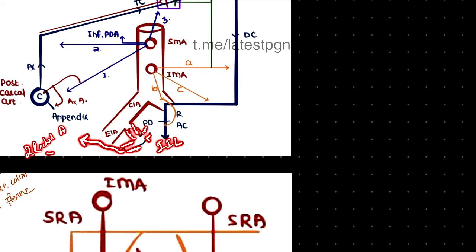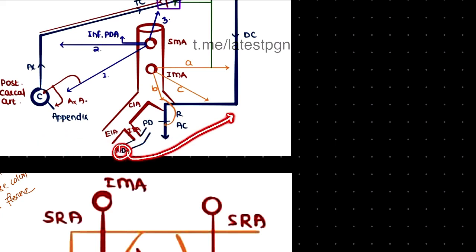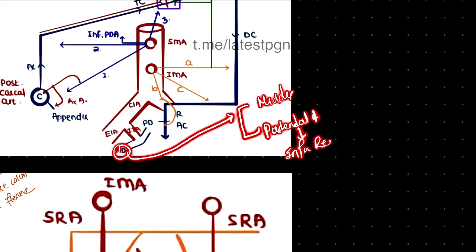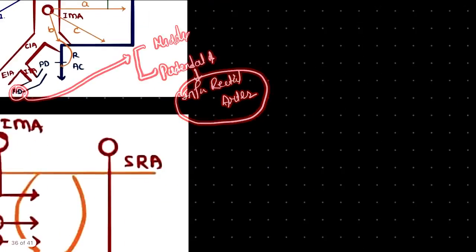Talking about the rectal arteries, this anterior division of our internal iliac will give rise to two arteries. One is the middle rectal artery, and another is the pudendal artery. The pudendal artery will give rise to the inferior rectal artery, and this inferior rectal artery will supply the lower rectum part.